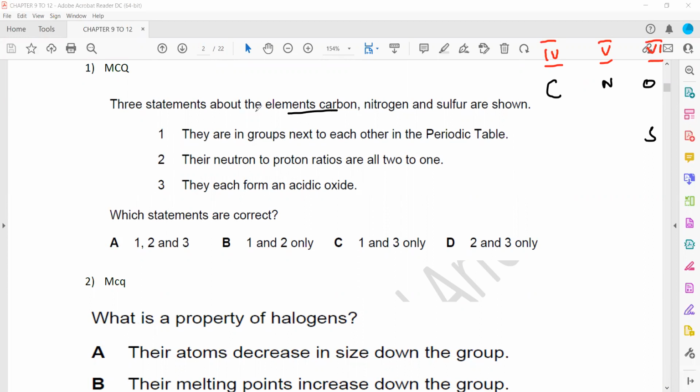Why is it correct? Because they're not saying next to each other in the same group, but in groups next to each other. Carbon is in group 4, nitrogen will be in group 5, and oxygen will be in group 6. So with reference to that, statement 1 is correct.